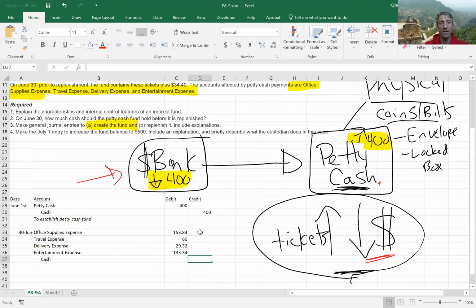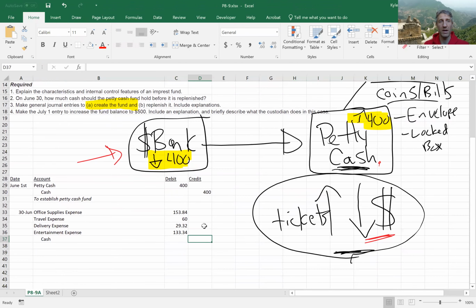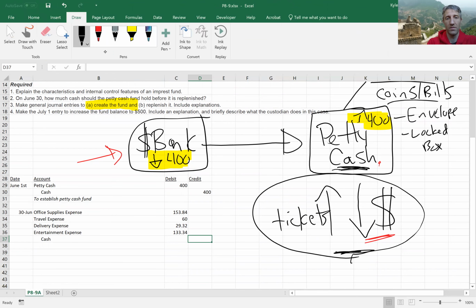So we're going to be crediting the bank account. How much are we going to be crediting it by? Well, we know the target balance is $400. Right? $400 is the target balance. That's originally what we withdrew.